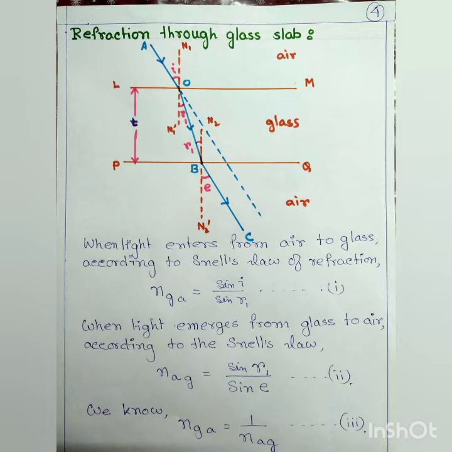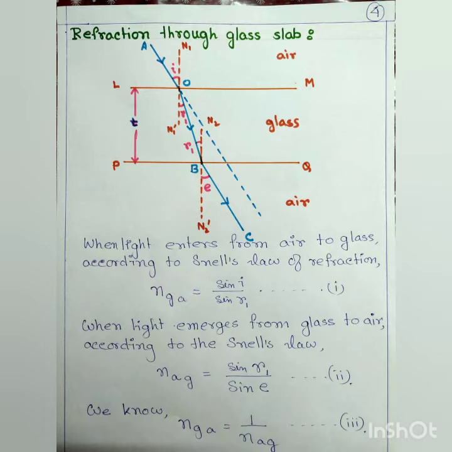While light enters the glass at the point O, the incident ray is AO. At the point O, we will consider a normal, that is N1O, N1 prime. And while the light emerges out from the glass slab at the point B, there also we have considered another normal, that is N2B, N2 prime.